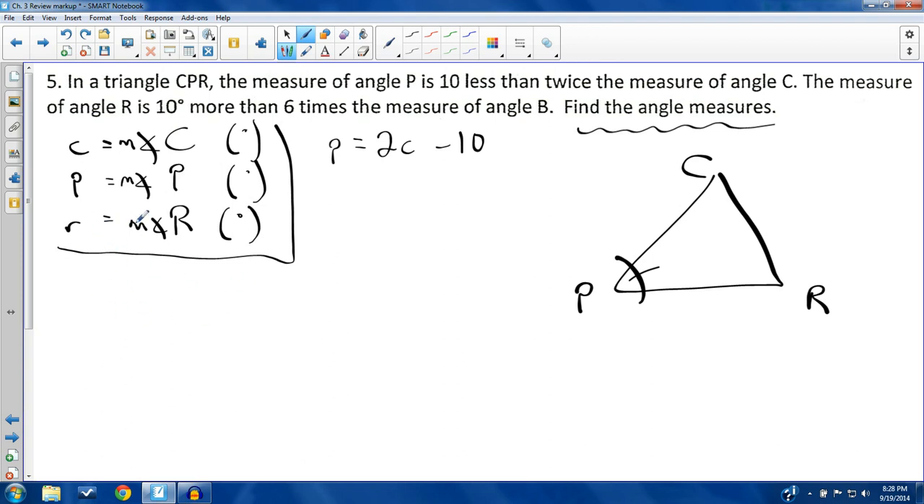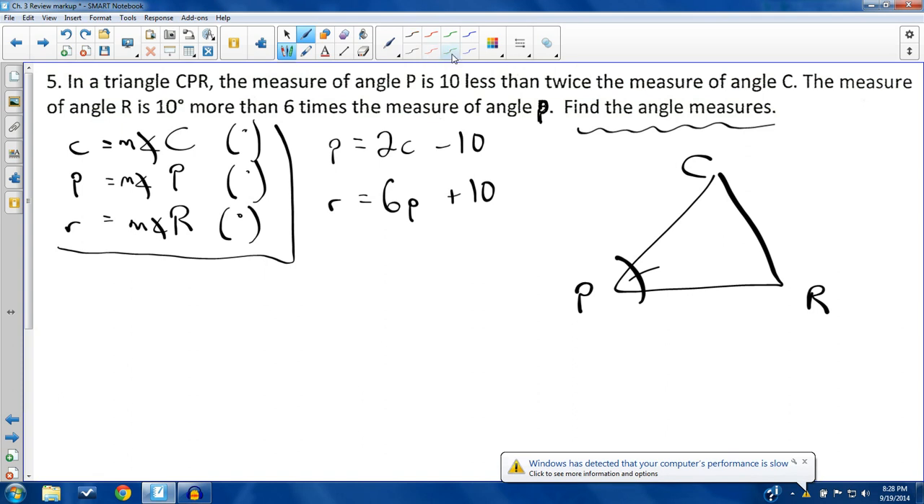The measure, what is angle B? This must be a P. The measure of angle R is 10 more than 6 times the measure of angle, I'm guessing that's P. Find the angle measures. Okay, now, we have 2 equations. We need a third. They didn't tell you any more information. Where will we find that?